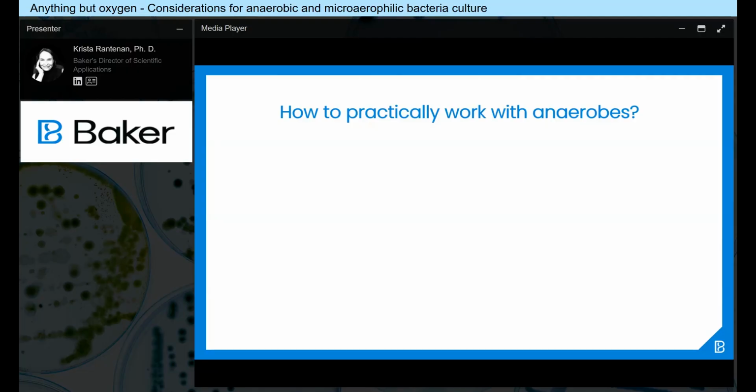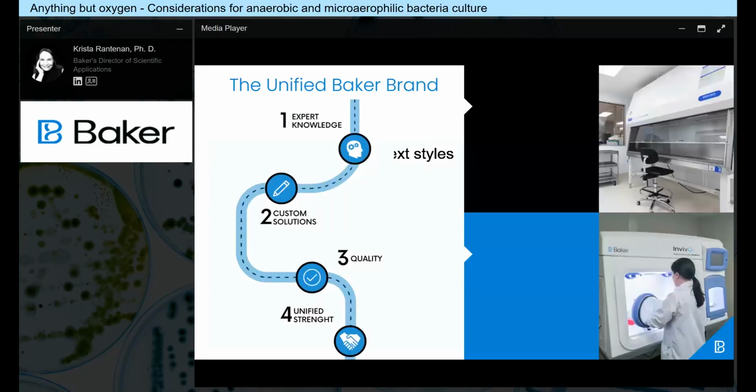And here is the point where I hand over to my colleague, Dr. Petra Miikkulainen, and she's going to tell you how to practically work with anaerobes. Petra, your turn.